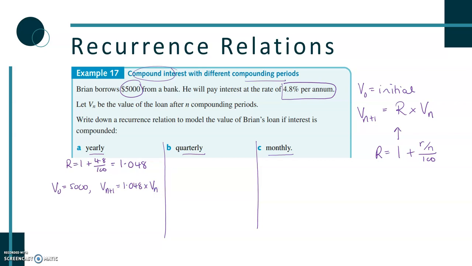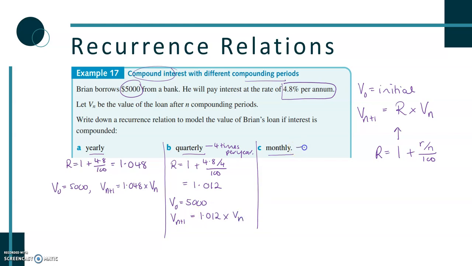Okay, quarterly, so we repeat the same process. Find our big R value, 1 plus 4.8 divided by 4. Remember, quarterly means it's happening 4 times a year. And then put that together. Sorry, our R value will be 1.012. And then putting that together, V0 is $5,000, and Vn plus 1 is 1.012 times our current value.